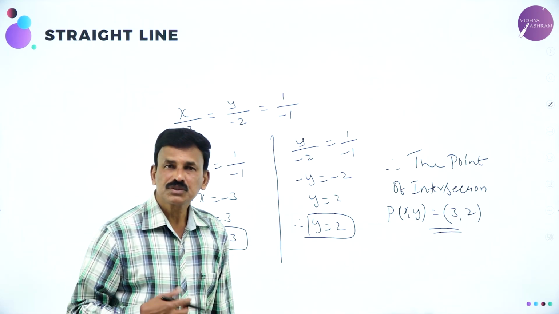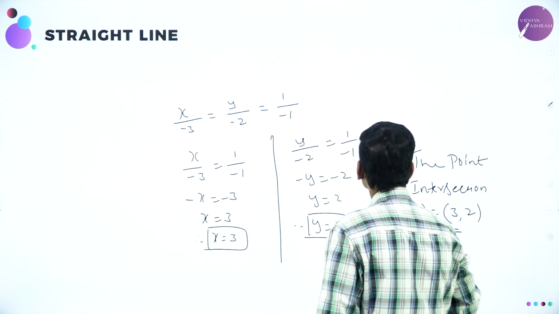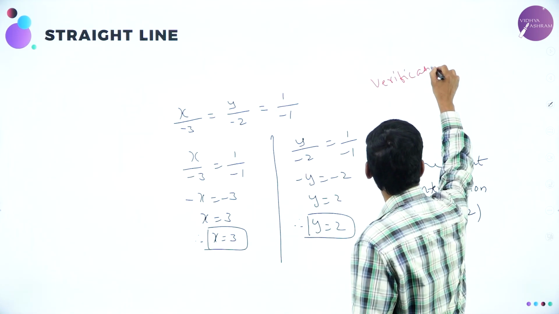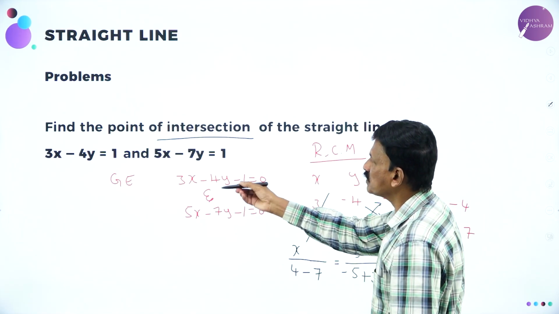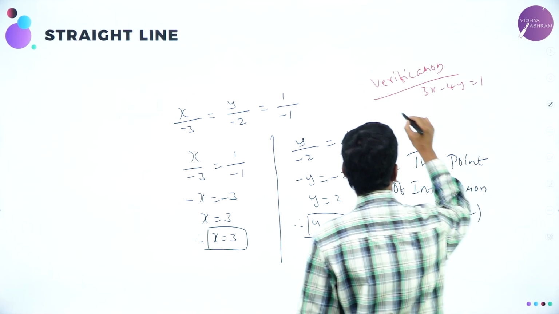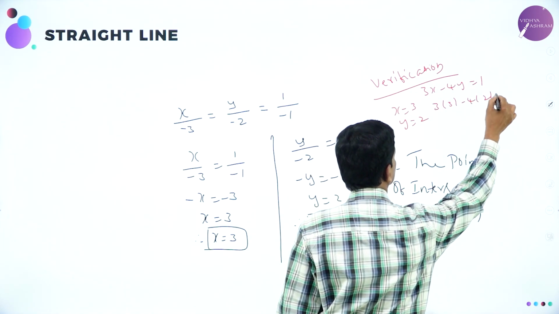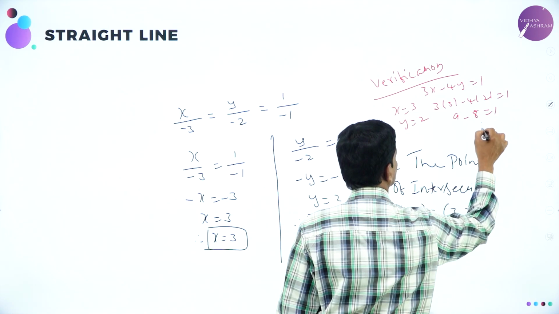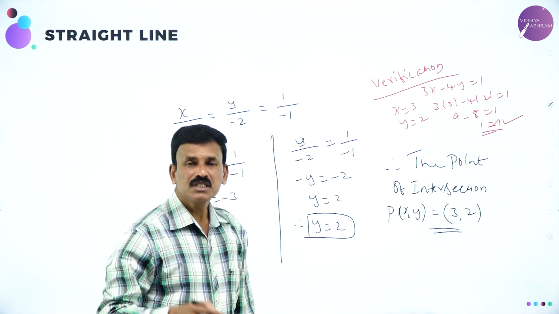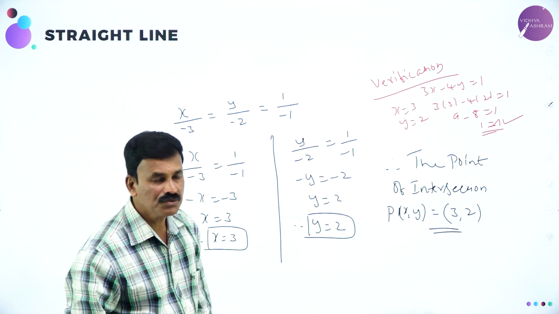Hope you followed. Now, if you want to verify, you just substitute this value in any one of these two equations. So for verification, take any one of these two equations. Take the first equation, 3x minus 4y is equal to 1, put x is equal to 3 and y is equal to 2: 3 into 3 minus 4 into 2, that is 9 minus 8, 1 is equal to 1. So that's it. It is not required to verify, but just to check whether the answer is correct or not, we are going to do verification.